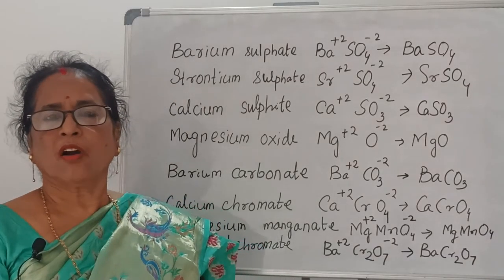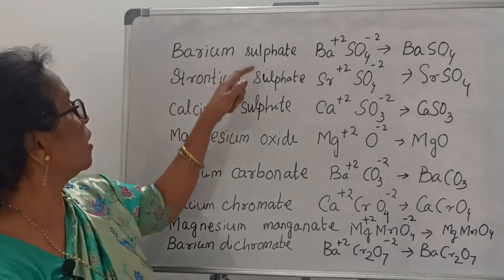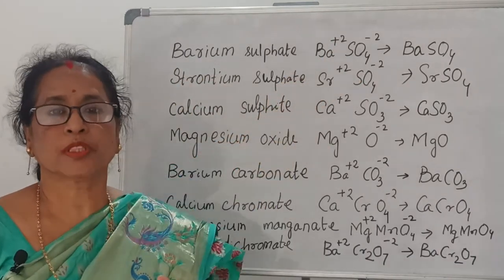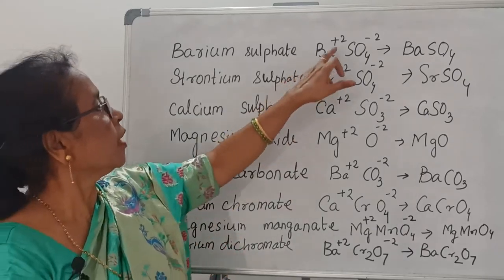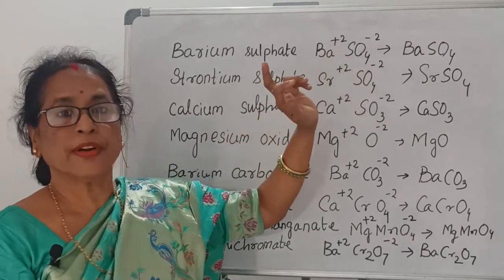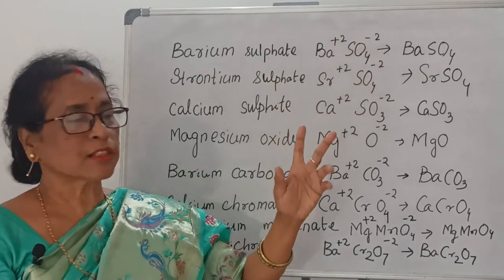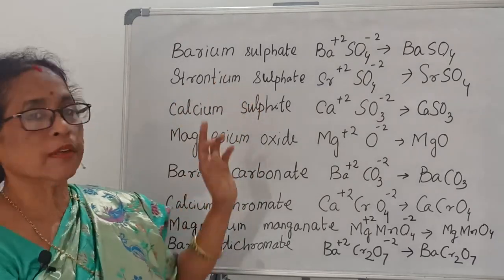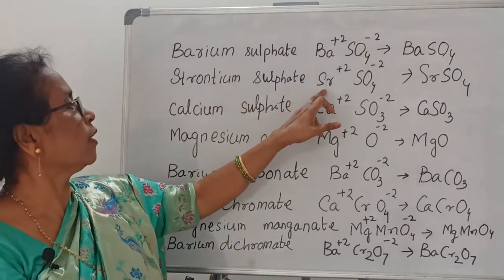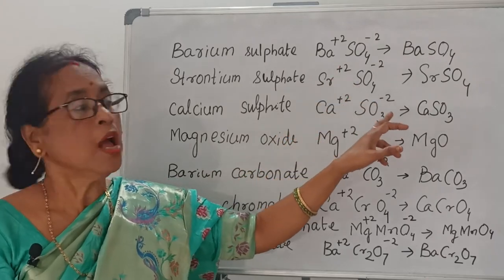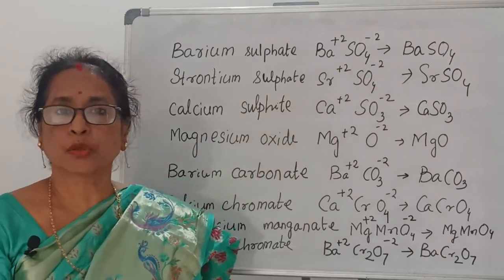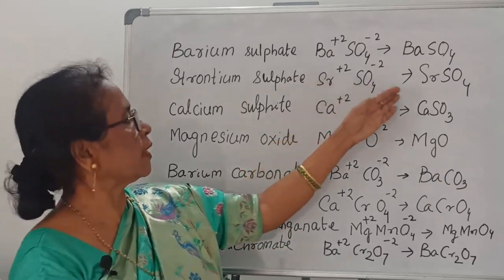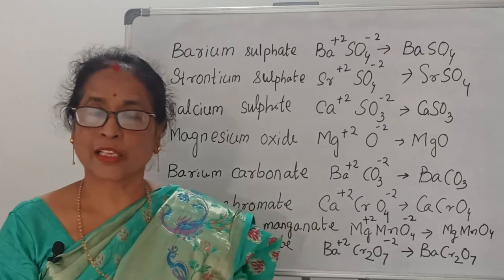Now you can see the other examples are barium sulfate, that means Ba plus 2. Ba belongs to second group of the periodic table, that is why plus 2. SO4 sulfate is minus 2, 2 cancel, so the formula is BaSO4. Strontium sulfate, and here you can find strontium is Sr plus 2 and sulfate SO4 minus 2. Strontium belongs to second group, that is why plus 2. So after cancelling, the formula is SrSO4.